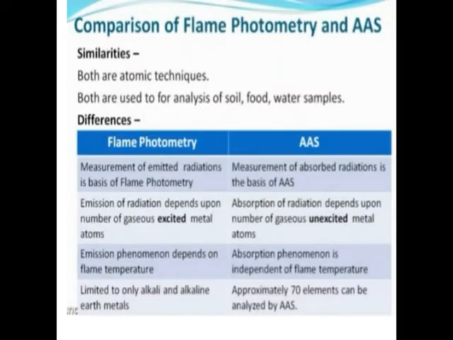So the next part is the comparison of flame photometry with atomic absorption spectroscopy. So already we are discussing the principle. What is the difference? In flame photometry, the ground state atoms go from the ground state to the excited state, and from the excited state again they come back to the ground state.